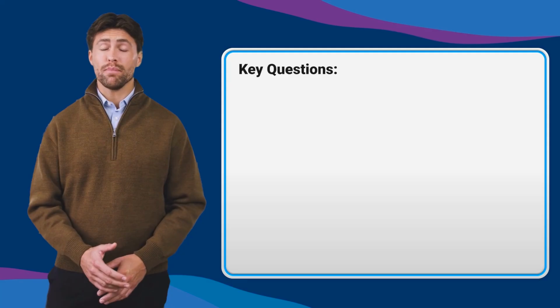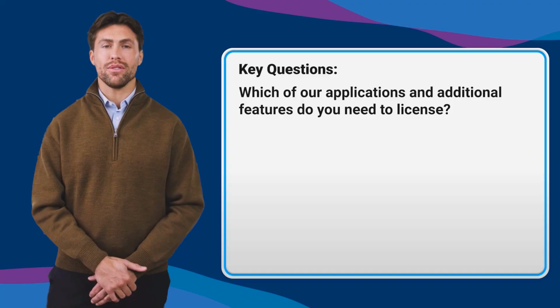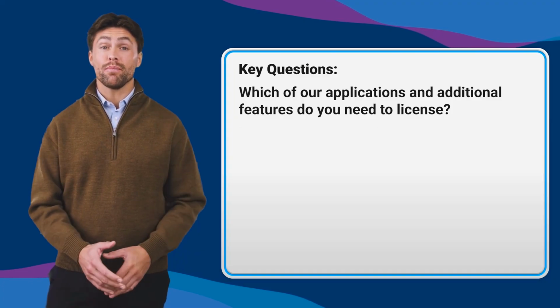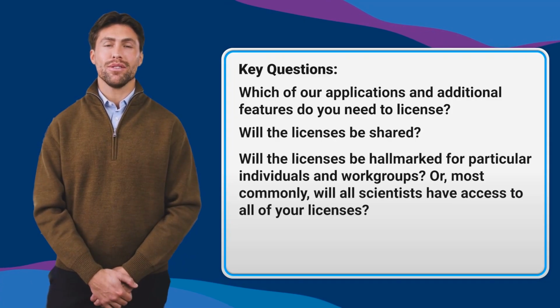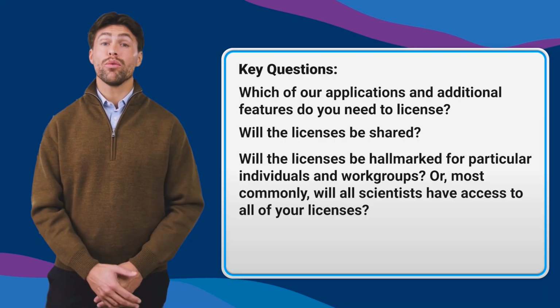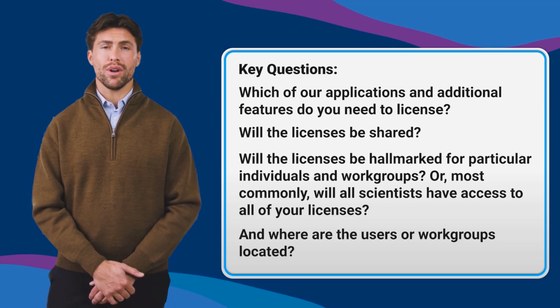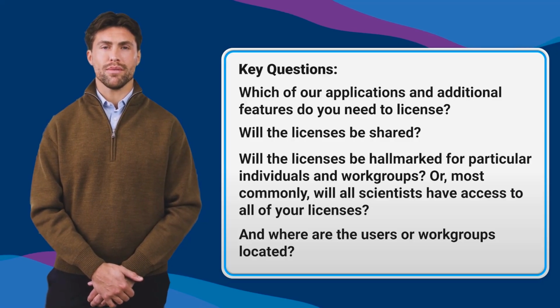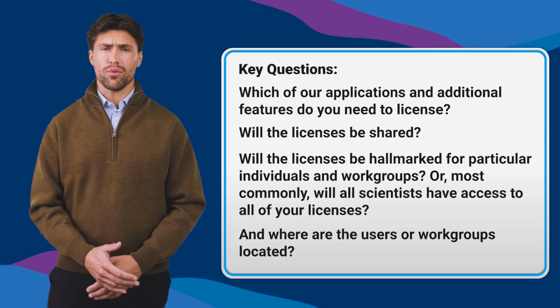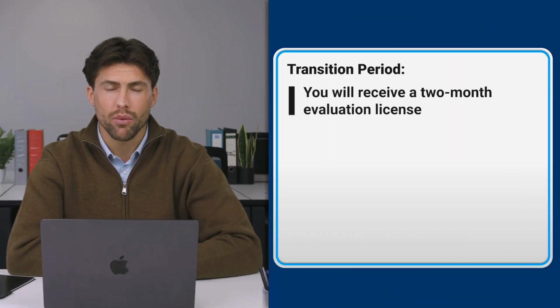Here are some key questions for our business development team to discuss with your science and purchasing teams. Which of our applications and additional features do you need to license? Will the licenses be shared? Will the licenses be hallmarked for particular individuals and work groups? Or, most commonly, will all scientists have access to all of your licenses? And where are the users or work groups located? Geographic locations may factor into your license agreement. We can also place your RLM cloud server in the best data center location to serve your users with the lowest overall latency. For the transition period, you will receive a 2-month evaluation license.